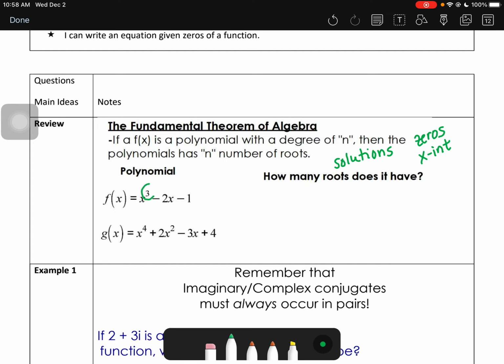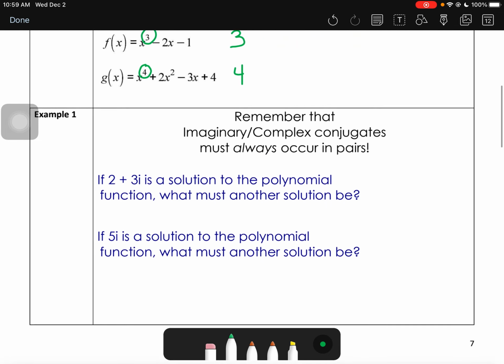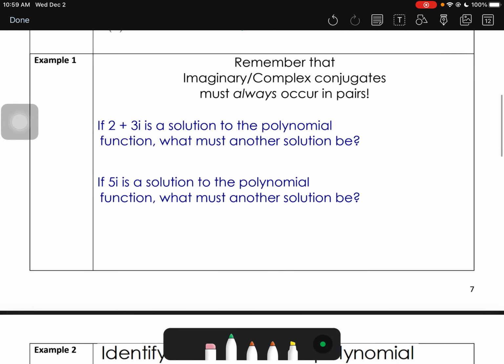So remember that our degree, the highest exponent of our polynomial, tells us how many solutions or roots there are. So in the first example there are 3, and in the second example there are 4. We also remember that imaginary or complex conjugates always have to come in pairs. So if 2 plus 3i is a solution, then 2 minus 3i is also a solution. That's the complex conjugate. If 5i is a solution, then we know that negative 5i is a solution.